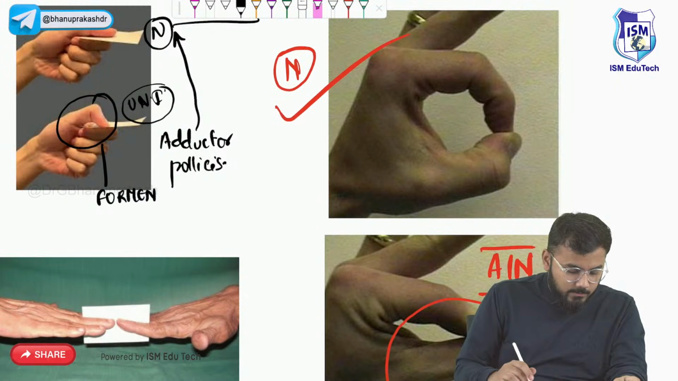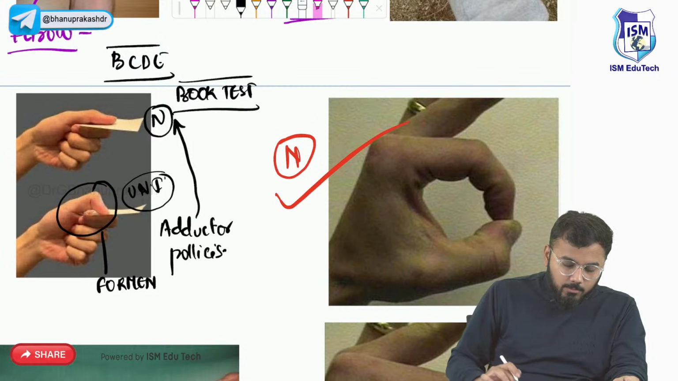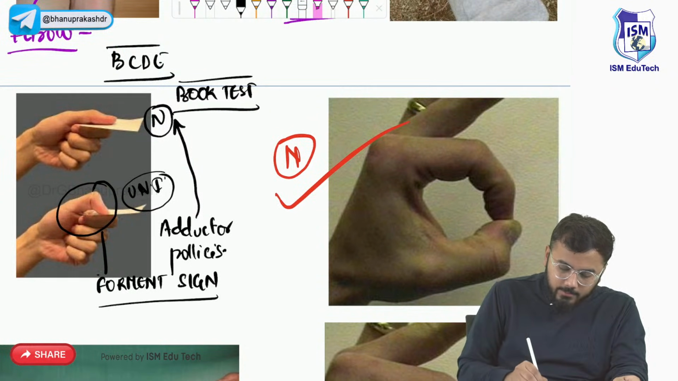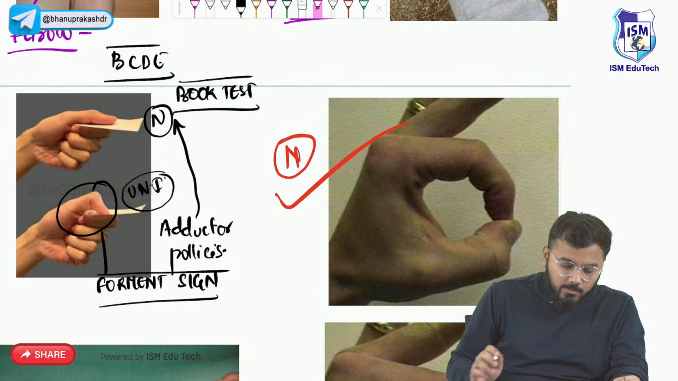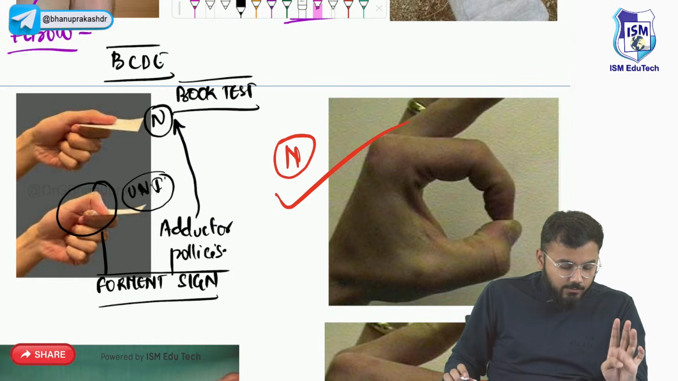Adductor pollicis is for which test? Book test. And in the book test, what sign is positive? This sign is called as Froment sign. Right? Book test. This is called as Froment sign. Okay, book test. This is normal, this is abnormal. And which muscle are we checking here? Adductor pollicis. Clear, all of you?